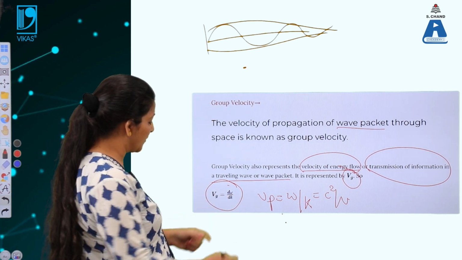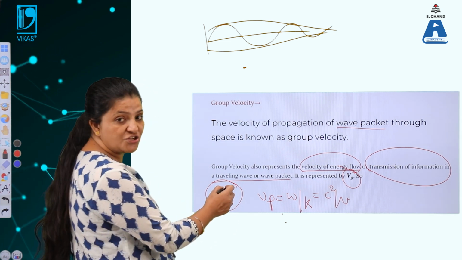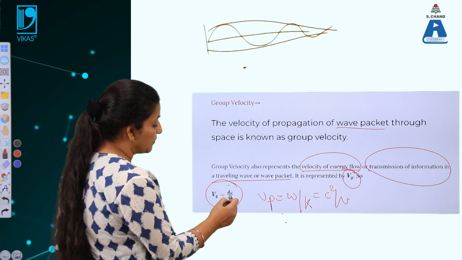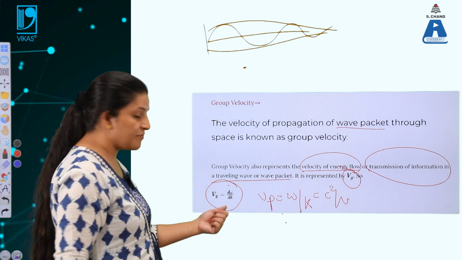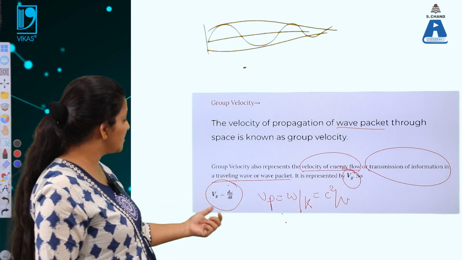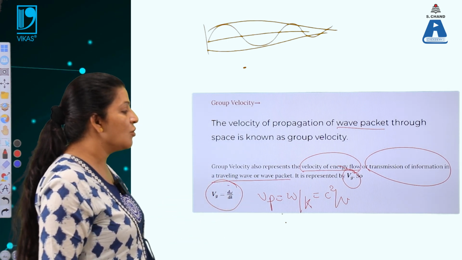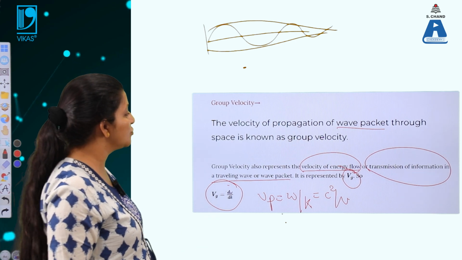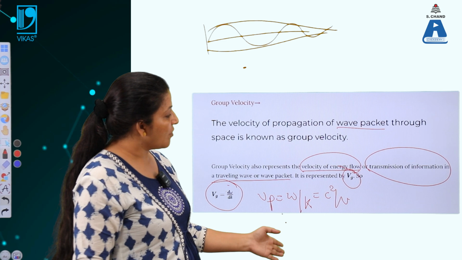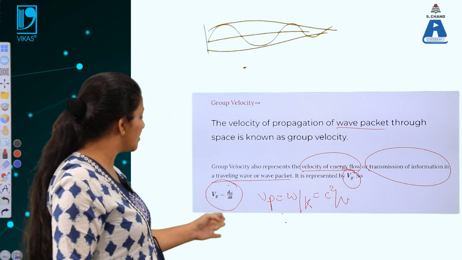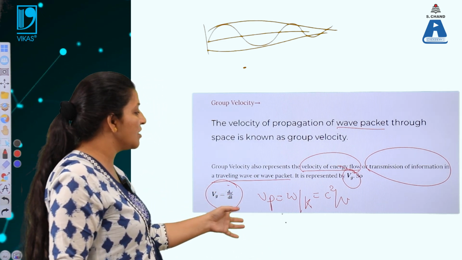That means the angular frequency goes on changing with respect to the propagation constant, which represents the movement of the wave. So, this term is known as the group velocity, which is equal to the velocity of the energy flow or the transmission of information of a traveling wave or the wave packet.